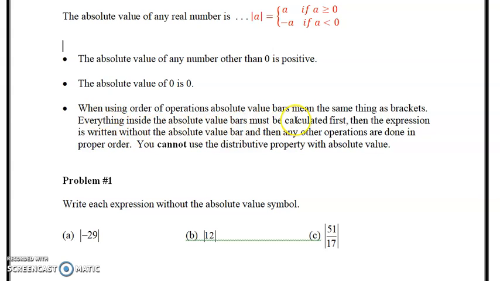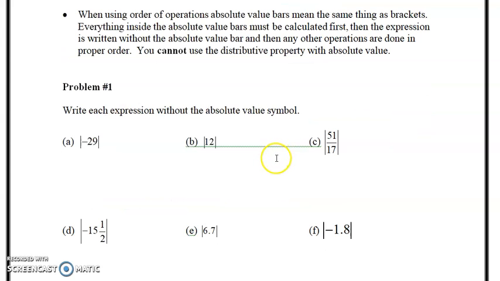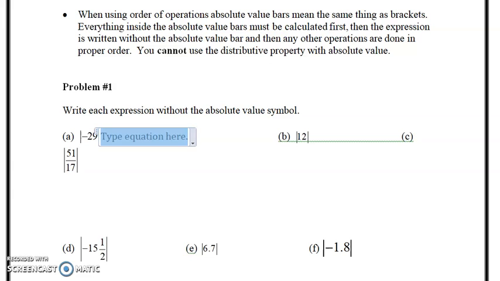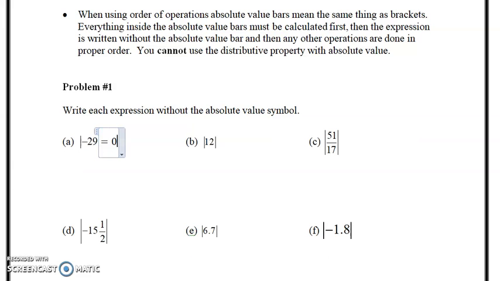When using order of operations, the value bars are considered the same as brackets, so do everything inside the absolute value bars, and then write the value of the expression after the fact. Okay? So this is going to be equal to 29, right? So the absolute value of negative 29 is 29.